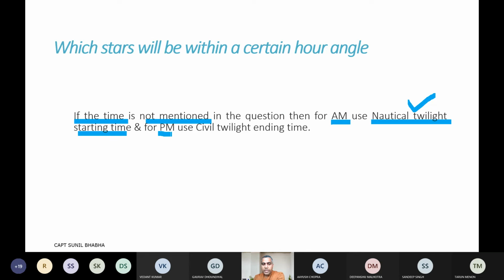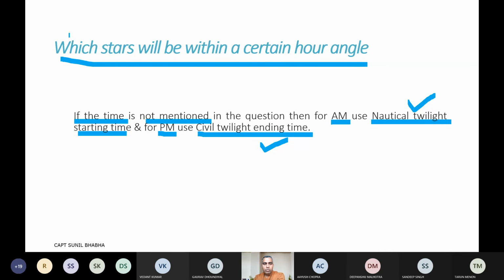And if they have given you PM or evening twilight, then in that case, you use civil twilight ending time. Why do we use civil twilight ending time? Because this is the beginning of the suitable period for taking a sight. So a navigator should be ready when the civil twilight ends, because exactly at that moment, your suitable period is starting off and you should be ready to take the sight. So this is a type 1 problem: how to find out which stars will be within a certain R angle of the observer's meridian.